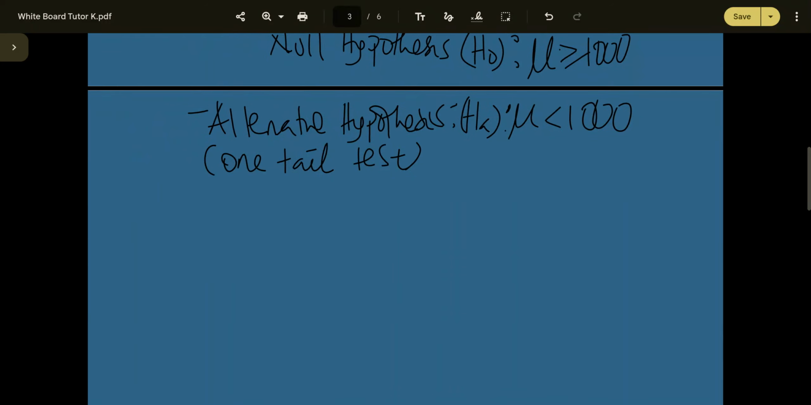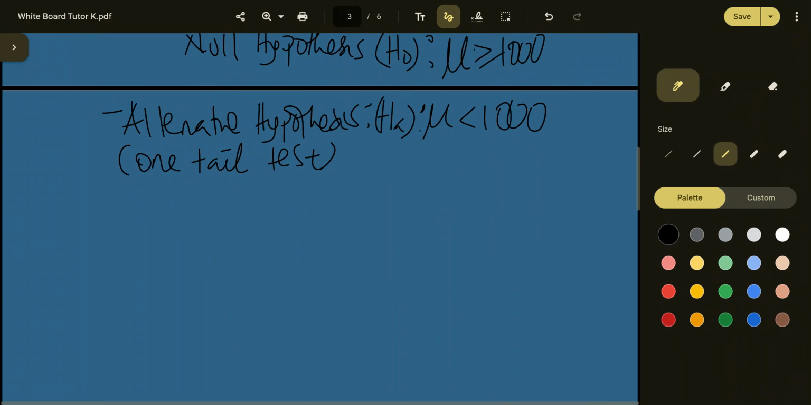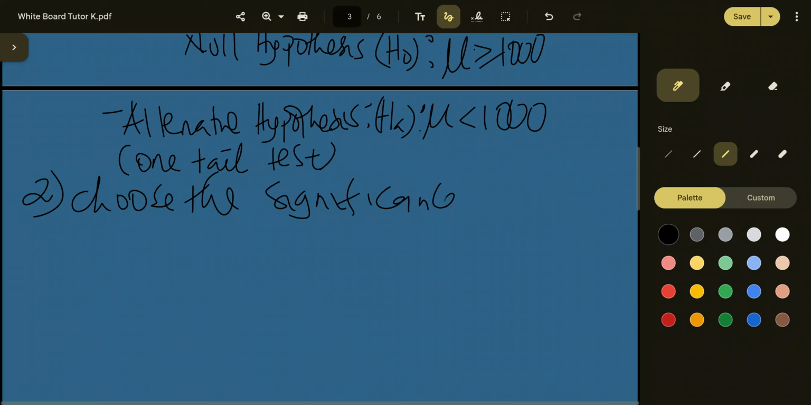So now what are we looking at? The second step is to state the significance level. Here we've been told again that alpha is simply equal to 0.05, because it was stated in the question. The researcher stated that the significance level is 0.05, so we've chosen that.